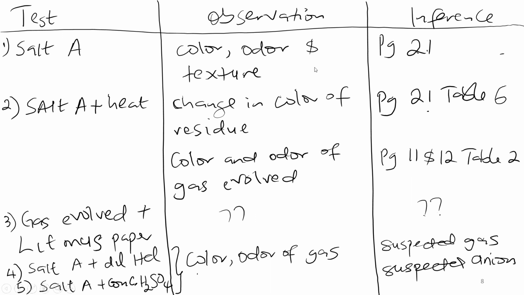Now, as I said, when we have done dry heating, we cannot observe any gas. Then we go on with our dilute HCl or H2SO4. By the time we do either of these, we should be able to get the color and the odor of the gas, and invariably, we should be able to suspect a gas and we also suspect the anion.